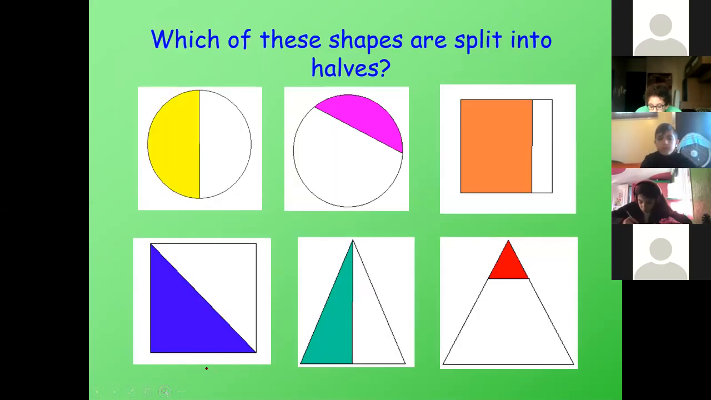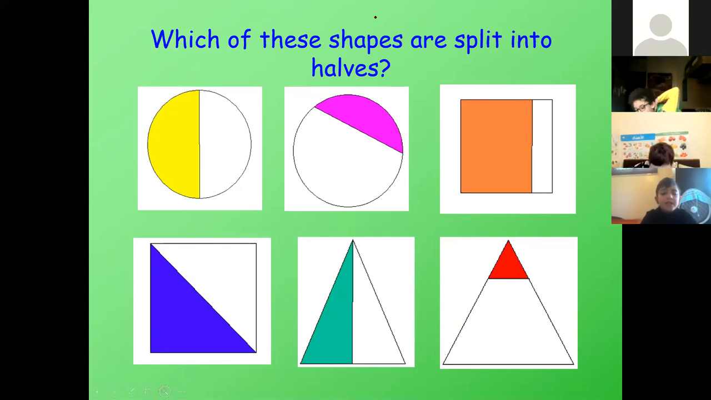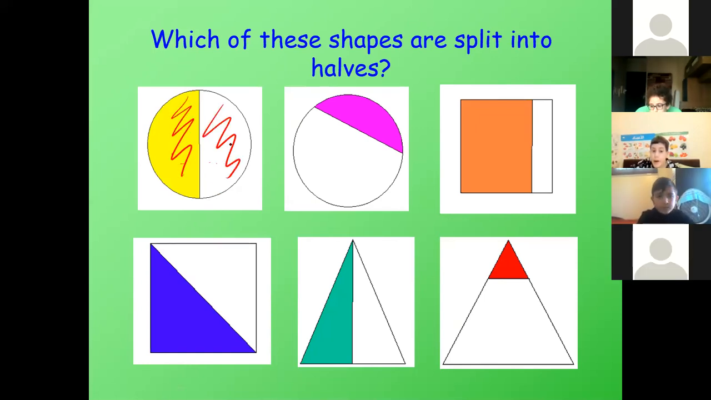Which of these shapes are split into halves? Muhammad Al-Jawi, the first one. Cut it into half. Yes. Why, ya Muhammad? Why is it split into halves? Because the sides are the same. Excellent. Both parts have the same size. This part is the same as equal to this part. So each part we call a half.